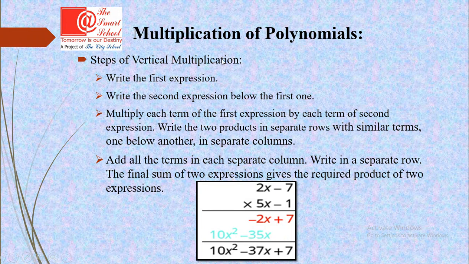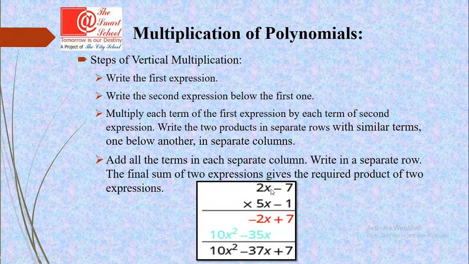Now, steps of vertical multiplication. We can multiply polynomials vertically and horizontally. Write the first expression as over here and write the second expression below the first one, and multiply each term of the first expression by each term of the second expression. Write the two products in separate rows with similar terms one below another in separate columns, as we have learned to multiply normal numbers.